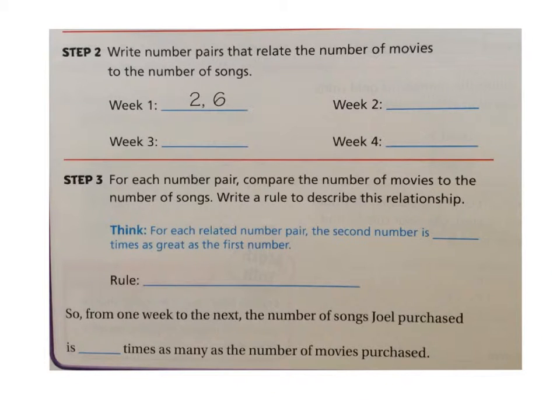That related the number of movies to the number of songs. So 2, 6, what was week 2 again? 4, 12. Week 3 was? 6, 18. And week 4 was? 8, 24. Okay. Now, for each number pair, compare the number of movies to the number of songs and write a rule to describe this relationship.